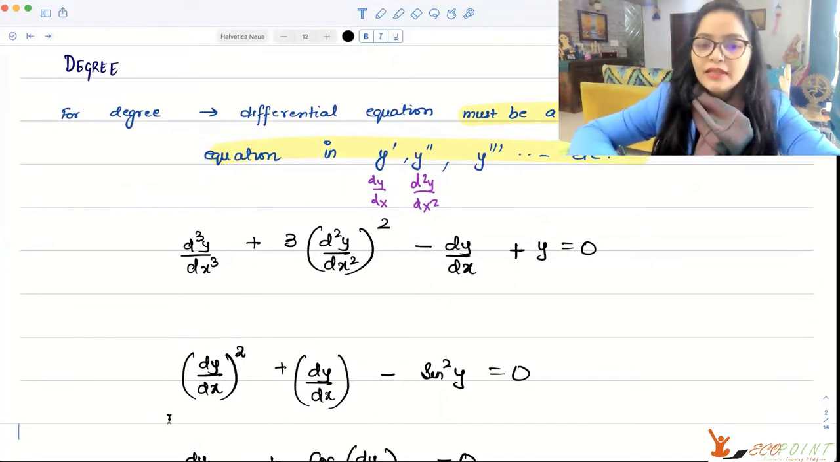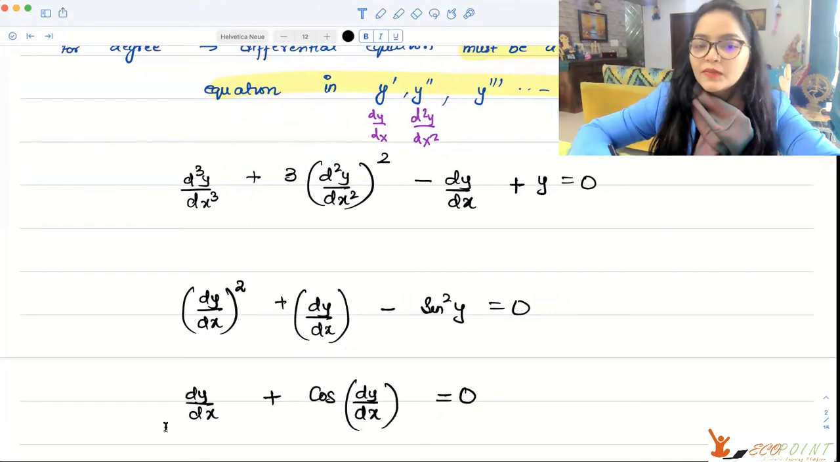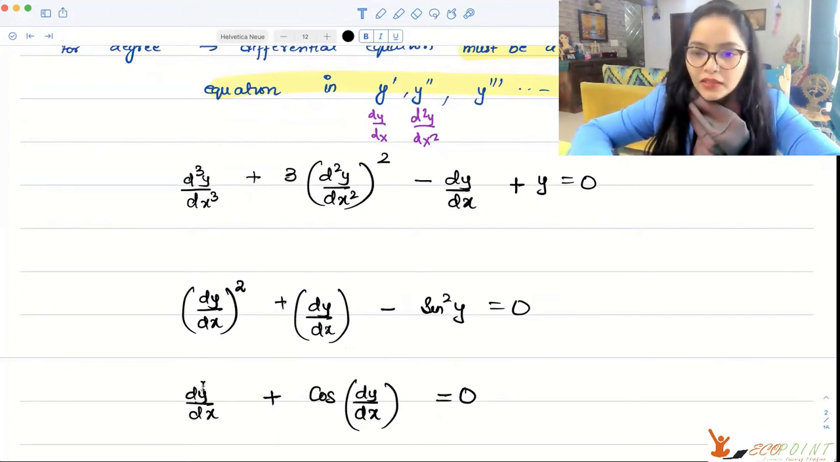Second one is (dy by dx) whole square plus dy by dx minus sine square y equals 0. And the third one is dy by dx plus cos of dy by dx equals 0. My first question to you: the third one that I've just given, does it look like a polynomial? Well, absolutely no. This doesn't look like a polynomial because you have cos dy by dx.